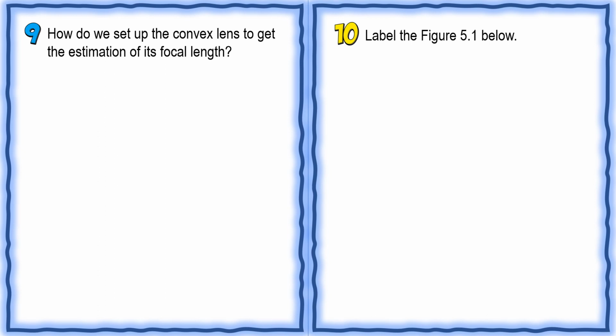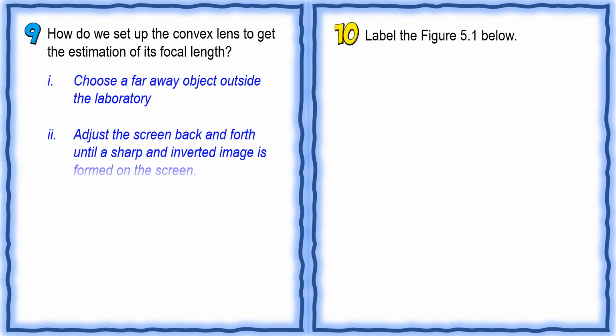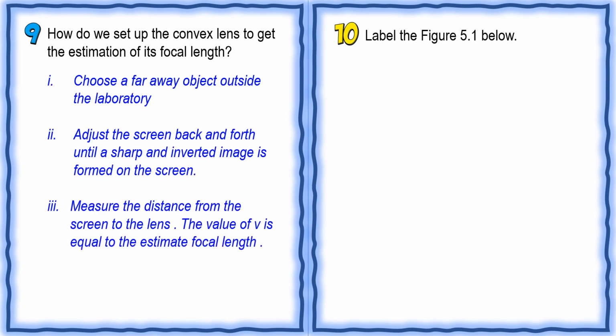Question number 9. How do we set up the convex lens to get the estimation of the focal length? So this is the step that we do. First, you need to choose a far away object outside the laboratory. We consider that this object is at infinity, because we know if the object is at infinity, the image will form on the focal point.